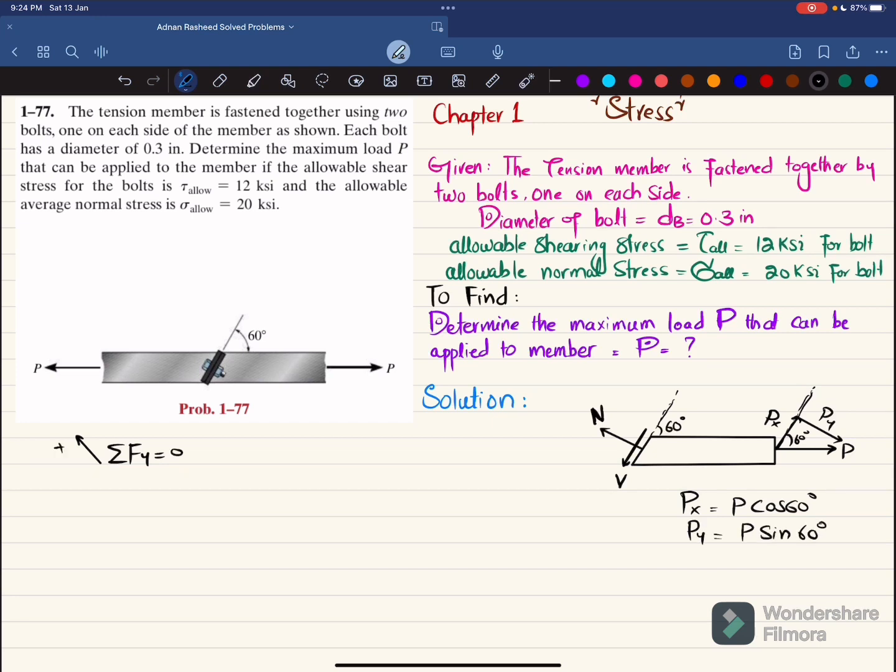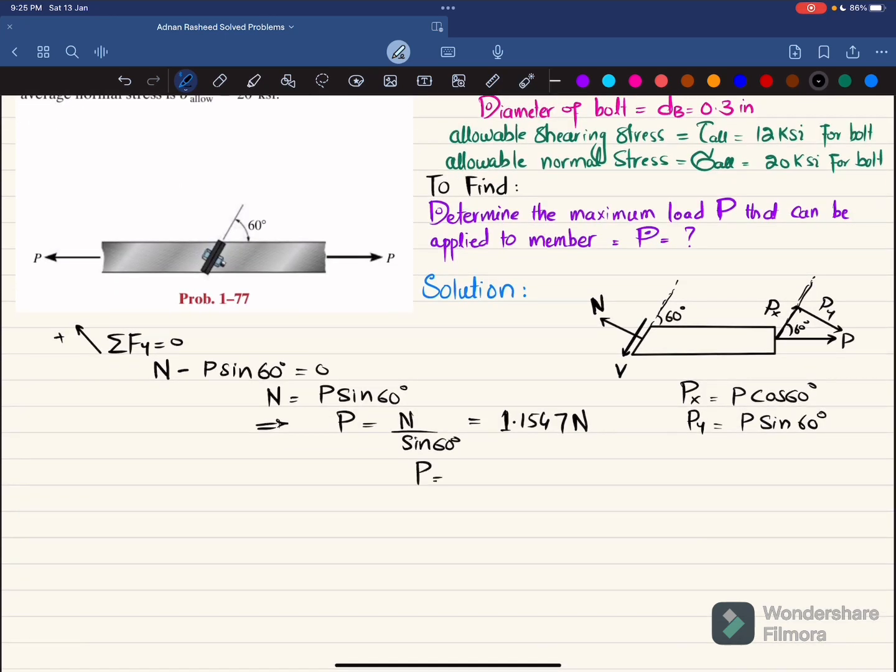When you apply this equation, the force in this direction is N and the other force in this direction is Py, which is equal to P sine of 60. Their sum must be equal to 0. So I will write N minus Py, which is P sine of 60 degree, is equal to 0. So from here, N will be equal to P sine of 60 degree, and P will be equal to N divided by sine of 60 degree. So P will be equal to 1.1547 times N. Let this be equation number 1.